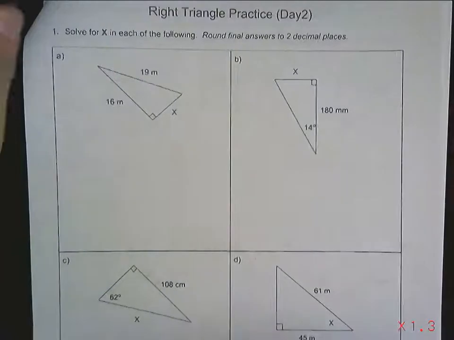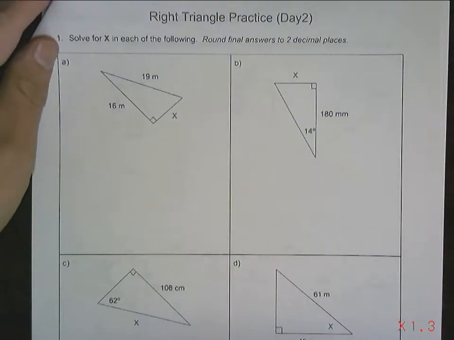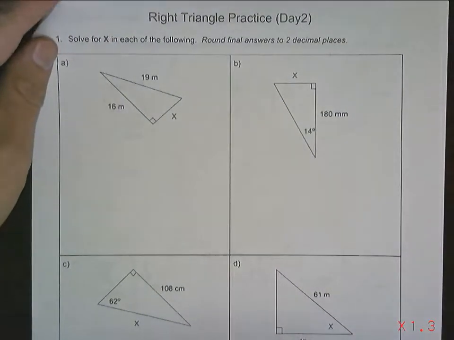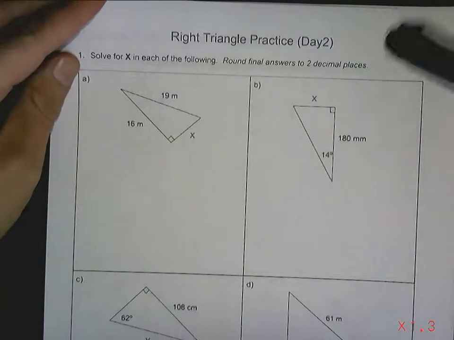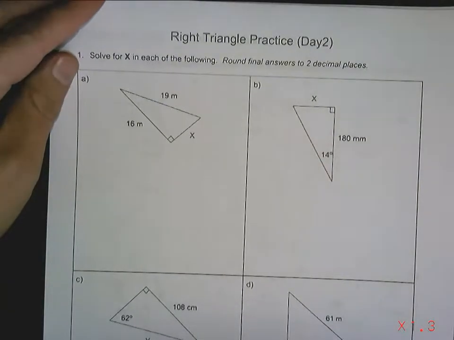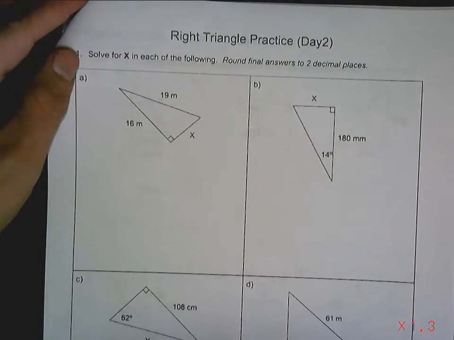Okay, ladies and gentlemen, so it's time to put it all together, what we've learned today. And so right triangle practice, solve for x in each of the following. And we're going to round our answers to 2 decimal places. So let's take a look.